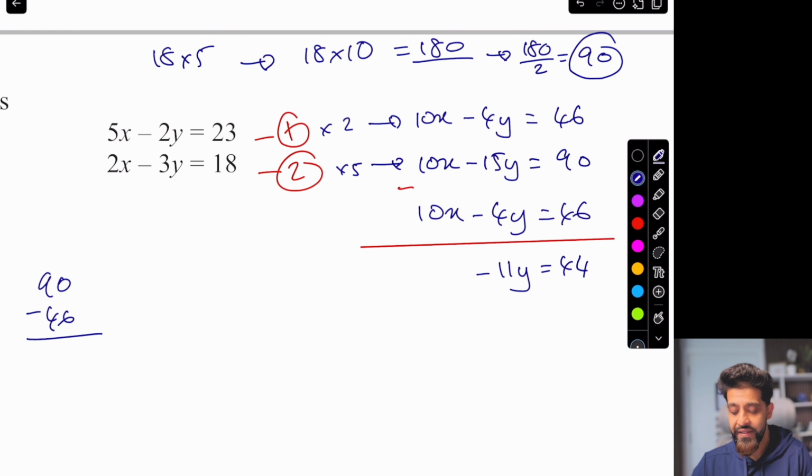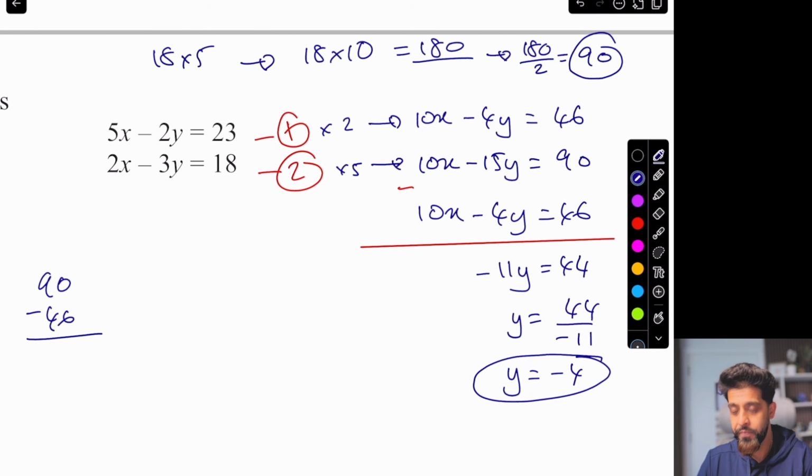Now you need to divide by minus 11 on the other side. So you have y is equal to 44 divided by minus 11, and that gives us minus 4. The 11 times table is quite easy for everyone to do.